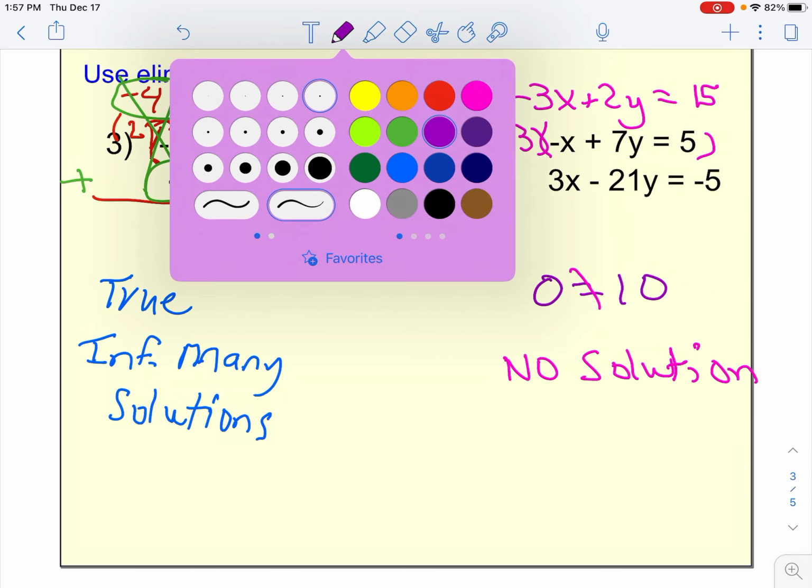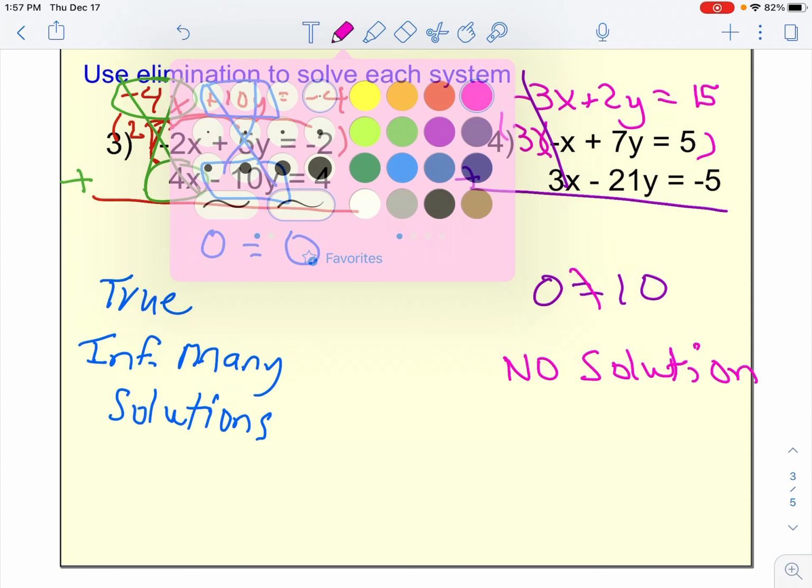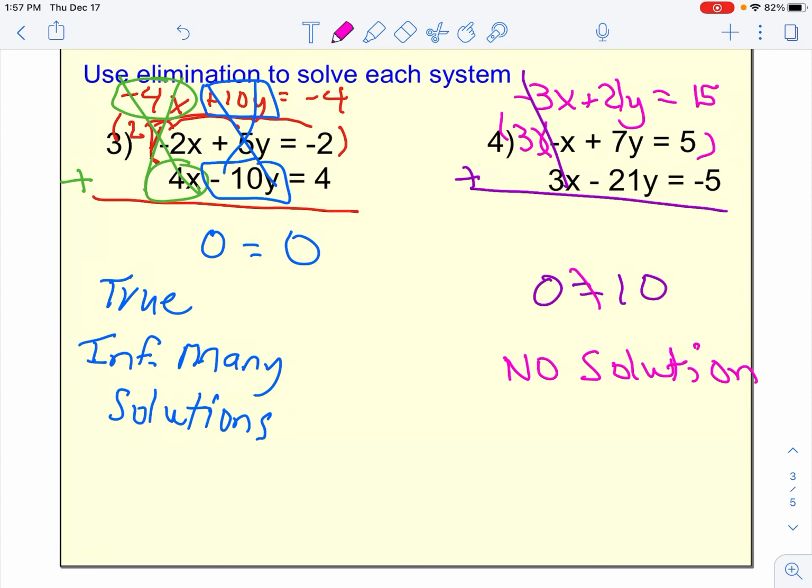And so when I add these together now, the negative 3x and the positive 3x add up to 0, but so do, oops, I miswrote this, this was 21, and so do 21y and negative 20y, and that's where I got 0 is equal to 10. But that's not true, so no solution.